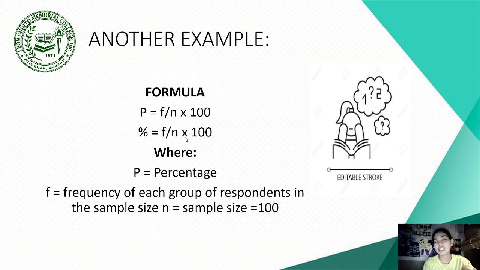So, as I've said earlier, I have here another example. This is the formula, as you can see. P equals F divided by N times 100, where P stands for percentage, F stands for the frequency of each group of respondents, and N is the sample size, which is the 100.